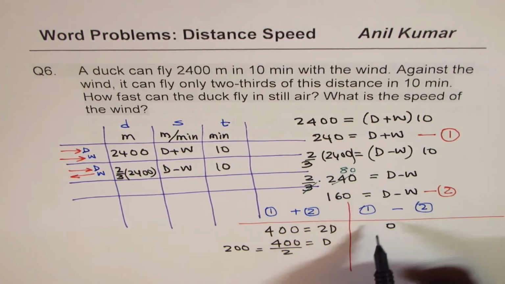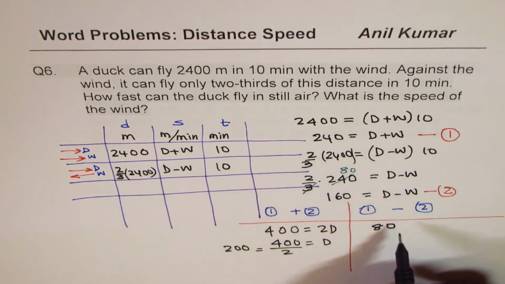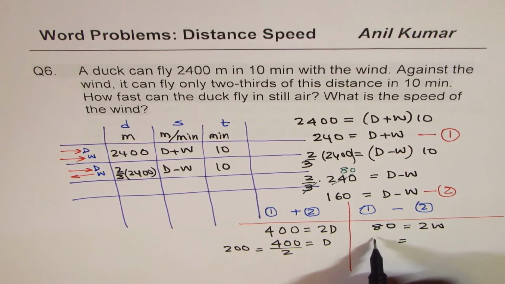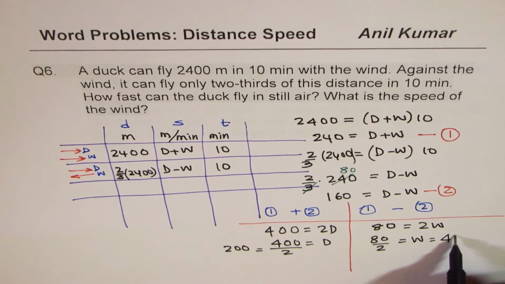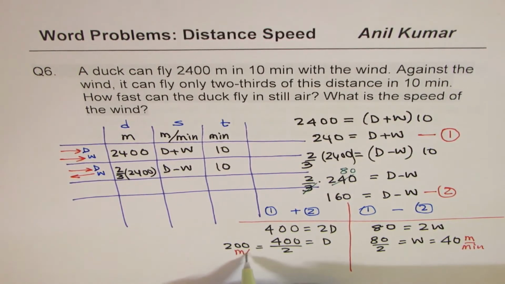14 take away 6 is 8. 4 plus 4, 8. And we borrowed already, is equal to twice wind speed, or 80 divided by 2 is wind speed, which is 40. Correct? What are the units for you? Meters per minute. Don't forget that. Meters per minute. So here, meters per minute.